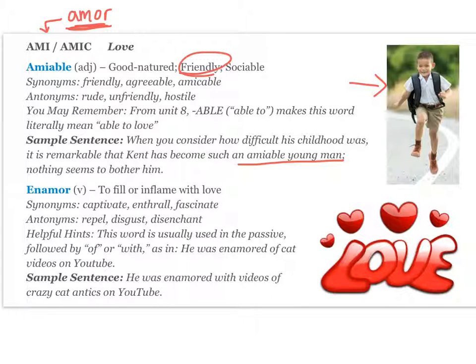Your next word is enamor, which is to fill or inflame with love. So you can be enamored with someone, or you could be enamored with something. The helpful hint tells you that you usually use it with of or with. He was enamored of cat videos, or he was enamored with videos of crazy cat antics. So I would just remember to use that preposition afterwards.